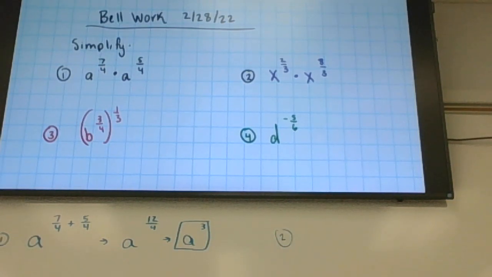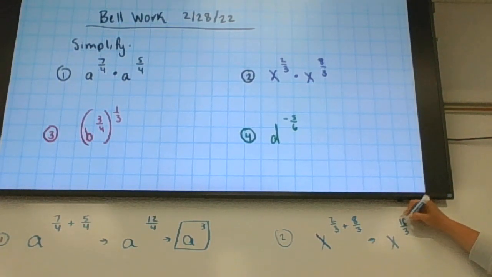Go ahead and do number 2. Add your exponents. 2/3 plus 8/3 is x to the 11/3. I'm sorry, 10/3.